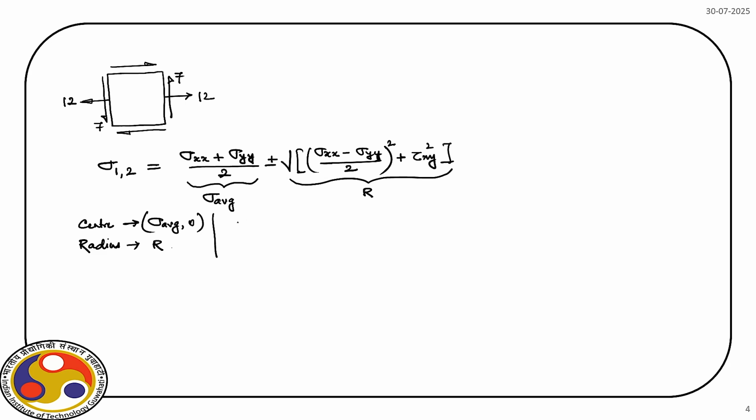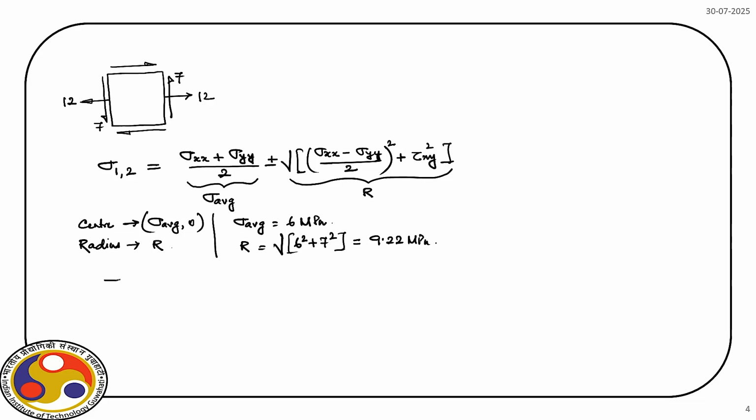So, let us first find out sigma average, which in our case is (12 plus sigma y, which is 0) by 2. So, this is 6 MPa, and r is the square root of 6 squared plus 7 squared, right. So, this is equal to 9.22. Okay. So, that is again MPa.